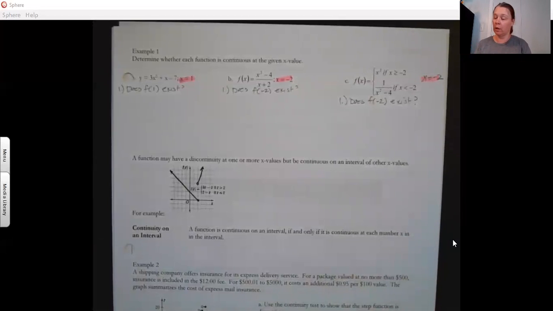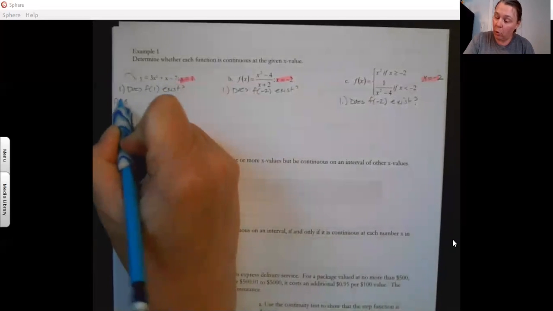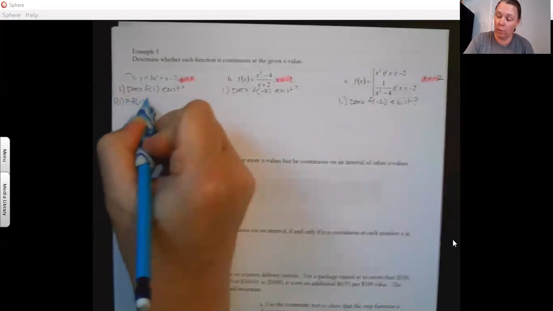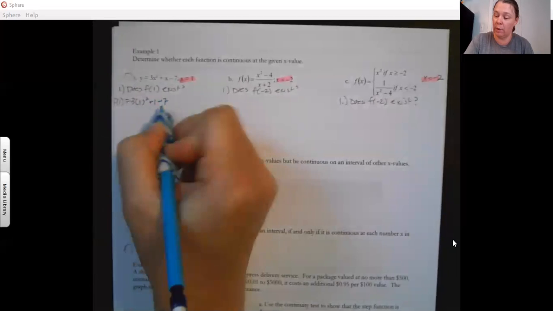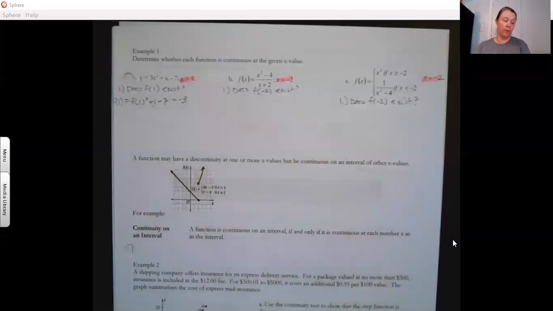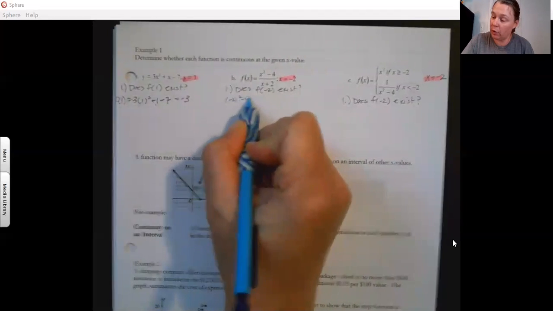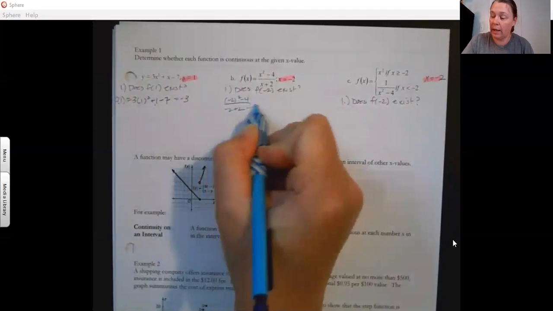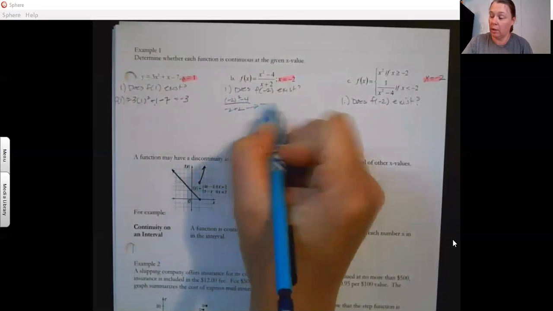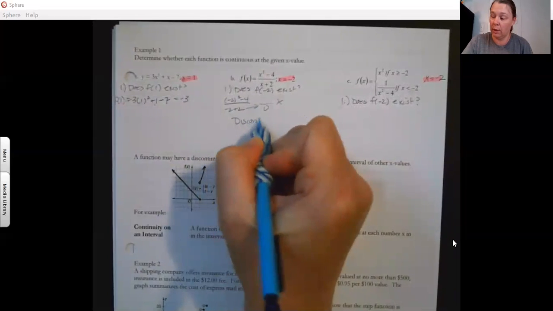Okay, so for this one, if I plug 1 in, f of 1 would be 3 times 1 squared plus 1 minus 7. So that's 3 plus 1 is 4, minus 7, so that's -3. Okay, so that one meets that criteria. For this one, if I do f of -2, so -2 squared minus 4 over -2 plus 2, I get a 0 in the denominator, right? That's not possible. So this is discontinuous, or not continuous.